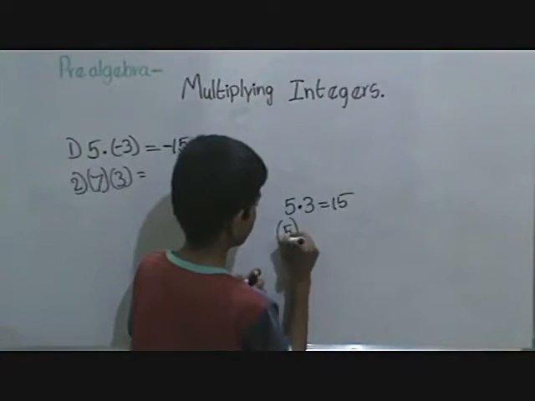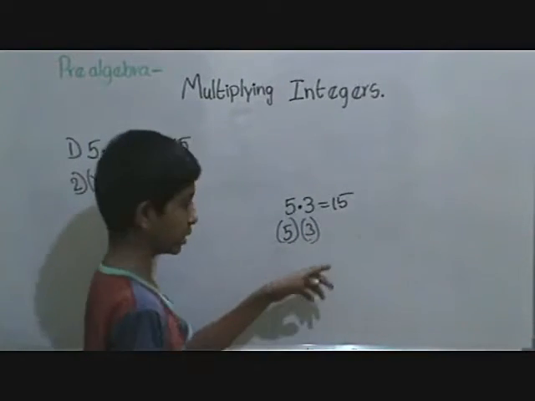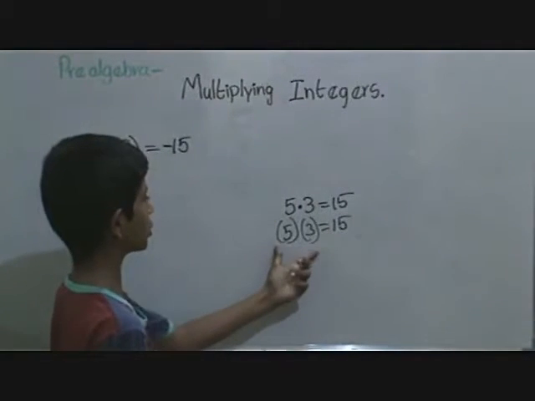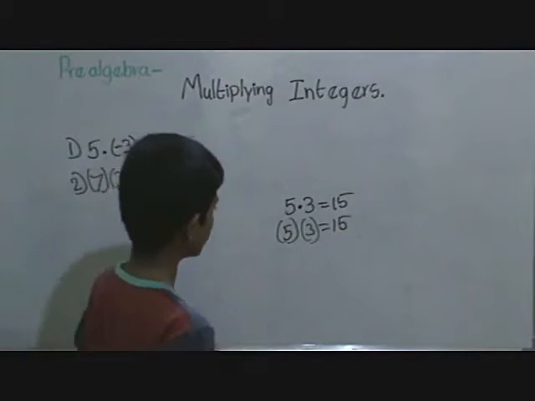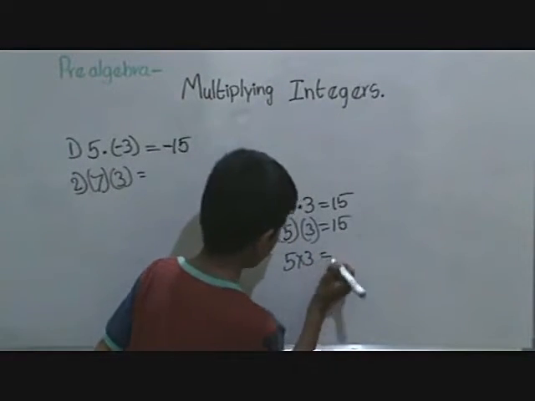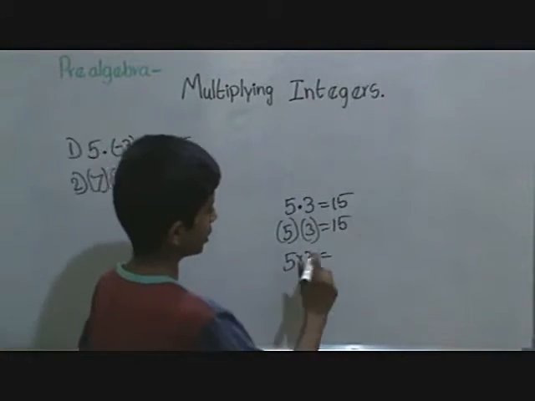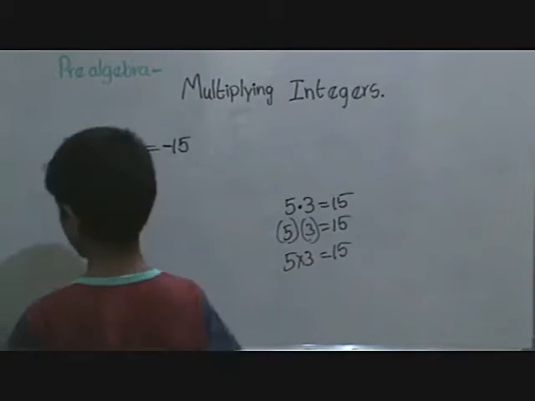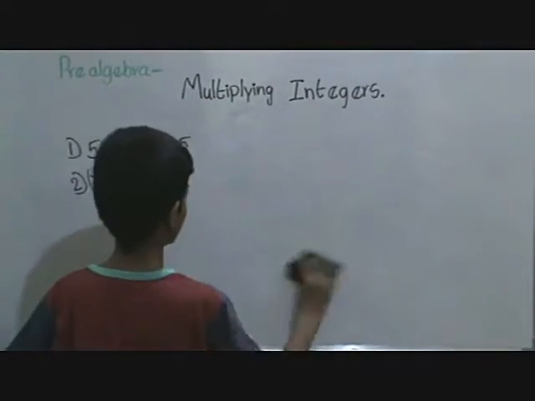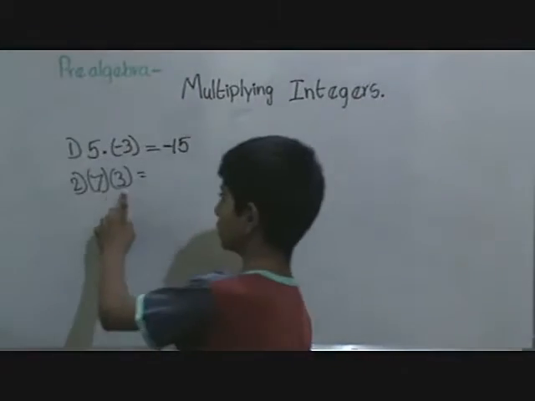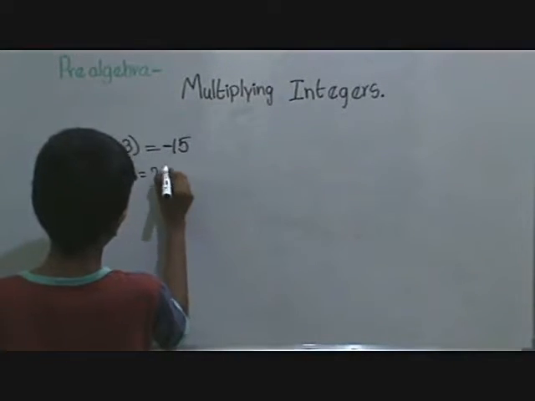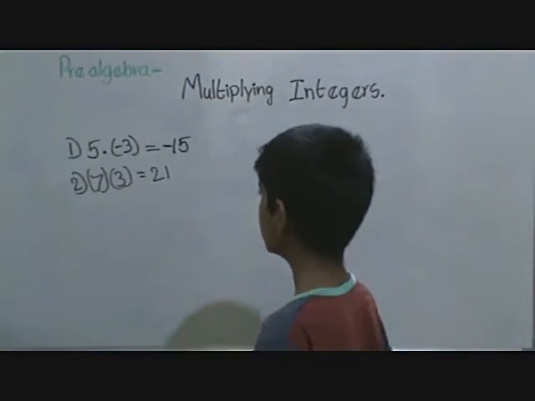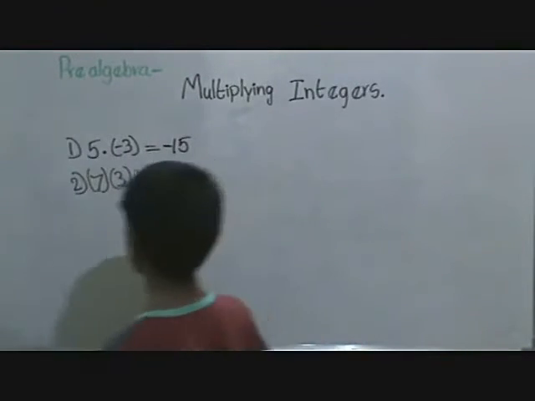Or you can have it like this: 5 in parentheses and 3 in parentheses. That is also 15. That is the same thing as multiplying. If you have two numbers in parentheses, that is the same thing as multiplying. Or 5 x 3. If you have an x symbol between them, it is also multiplying. Okay? Don't get confused. If you have any of these, that's the same thing as multiplying them. So 7 times 3 is 21. These two numbers are positive, so they have the same sign. So the answer is positive.